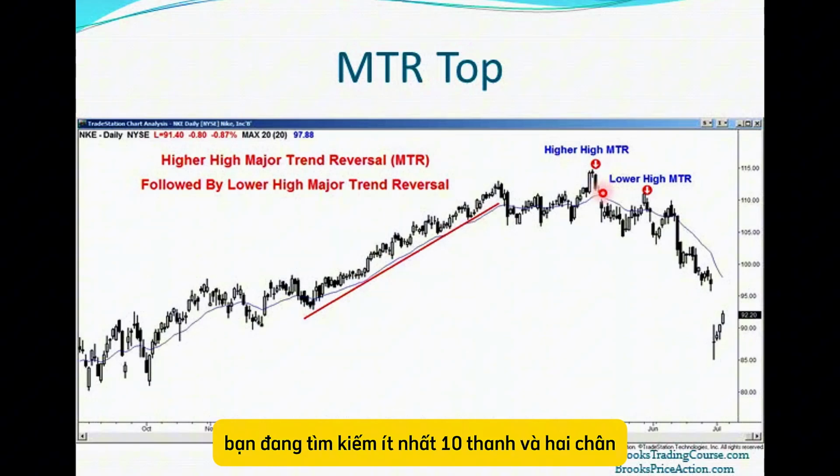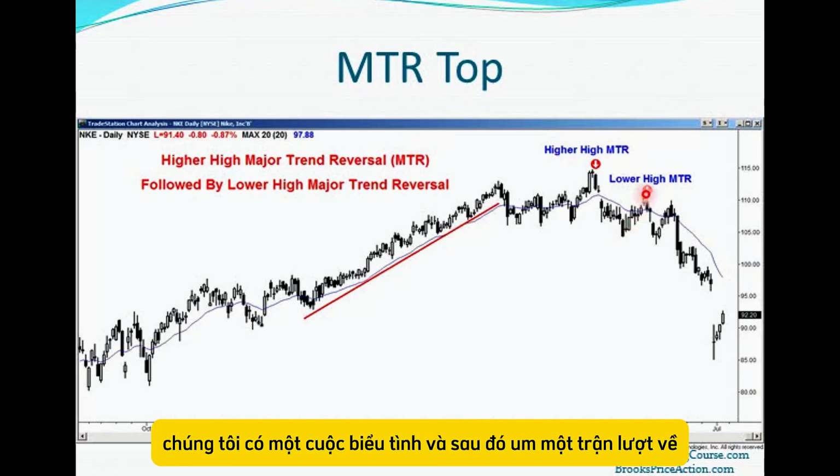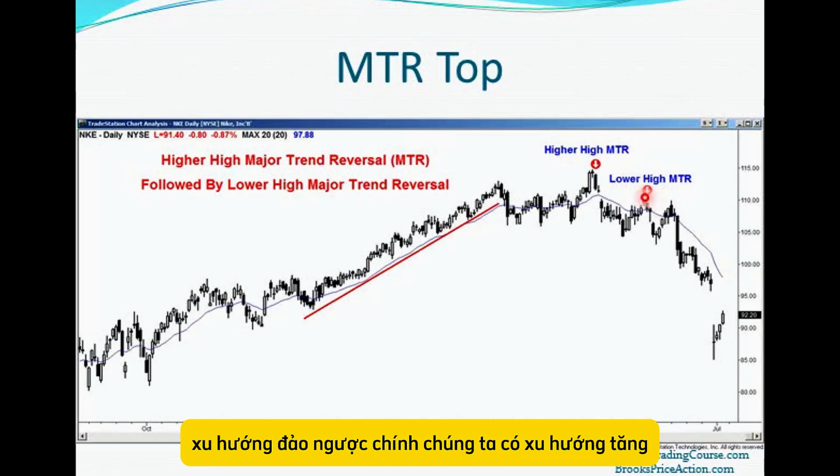You're looking for at least 10 bars and 2 legs. So we have 10 bars here, but it's only 1 leg. We have a rally and then a second leg down. However, this rally set up a lower high major trend reversal.